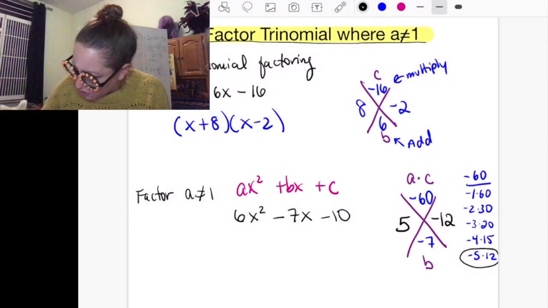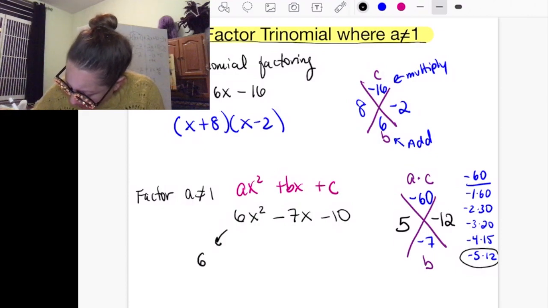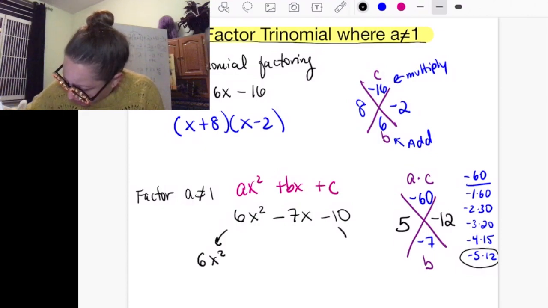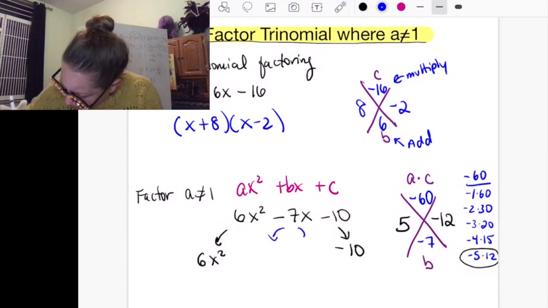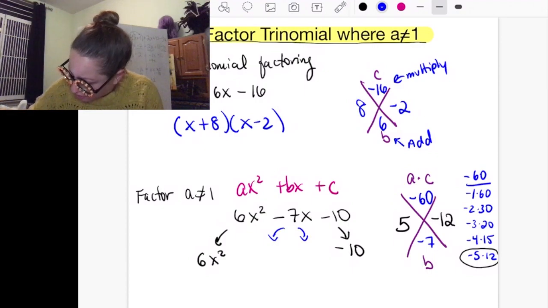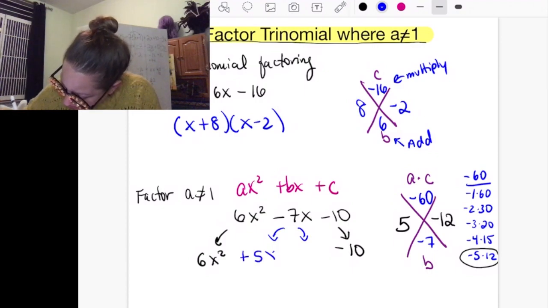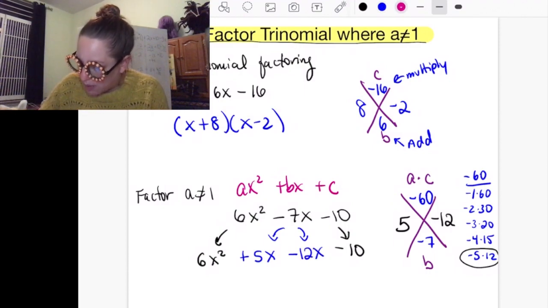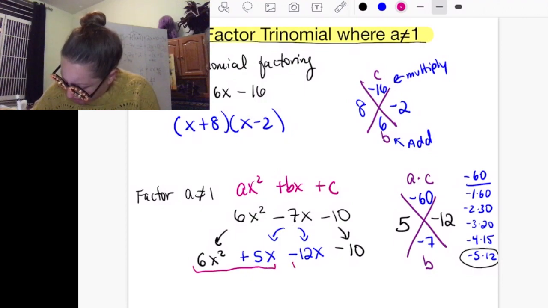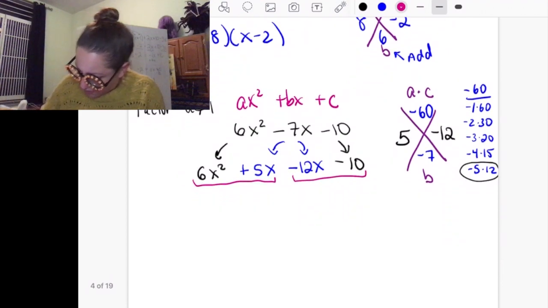Perfect. So A stays the same, 6x squared. C stays the same, negative 10. This is the part that's different. We're going to split up our middle term to positive 5x and negative 12x. Okay, doesn't matter what order you go in. And now we're going to group. So we're going to group these two together and group these two together.